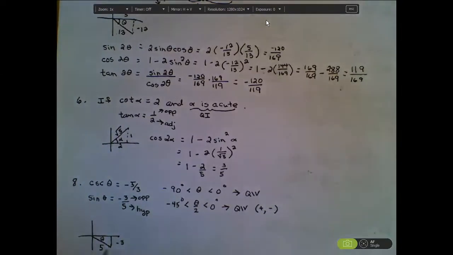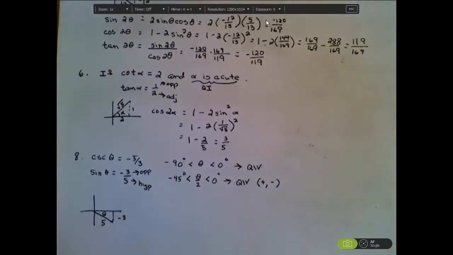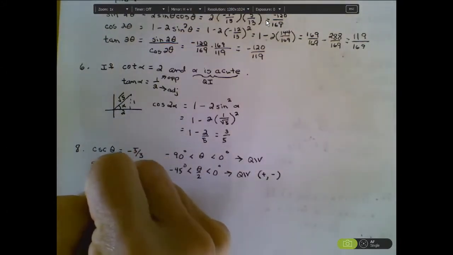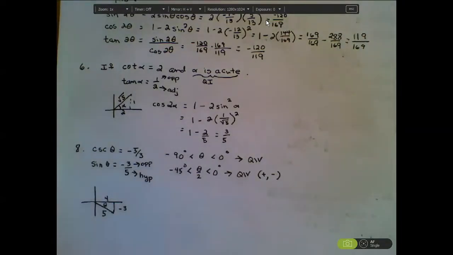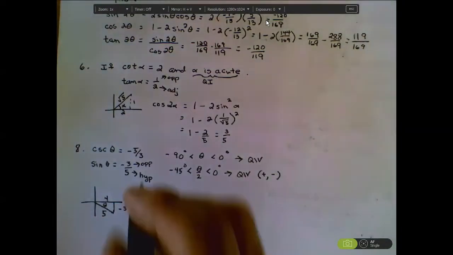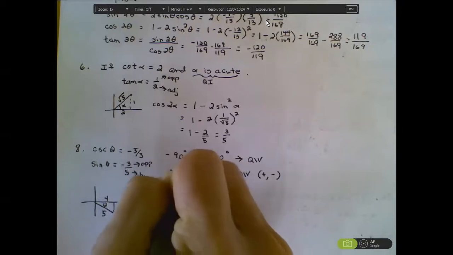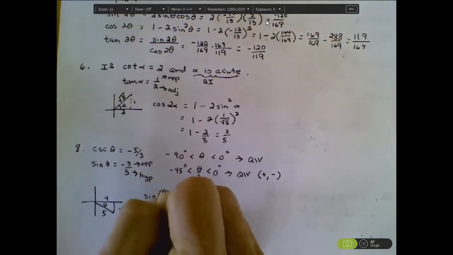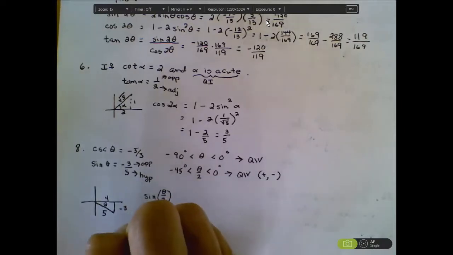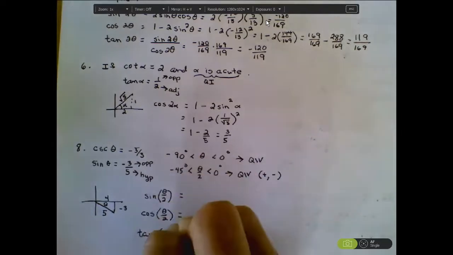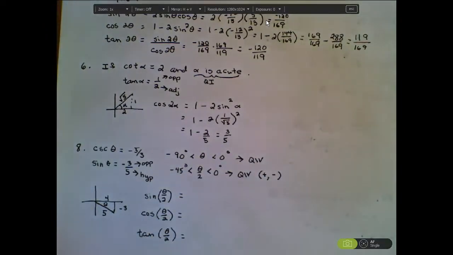In the 4th quadrant, would this adjacent side, this x coordinate, be positive or negative? It would be positive. Yeah, I heard you. Okay, so that's +4. That's our 4th quadrant angle. And we're asked to find sine of half theta and cosine of half theta and tangent of half theta. And I'm going to have all these formulas on the test.